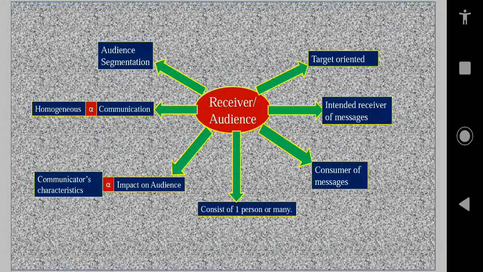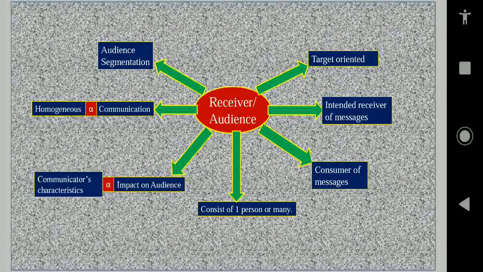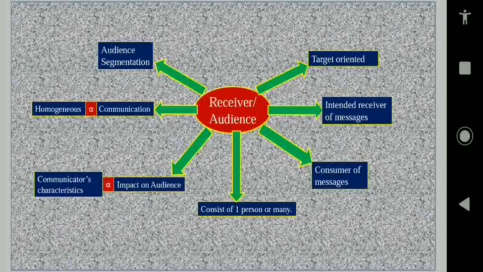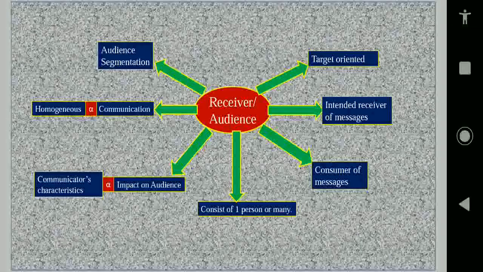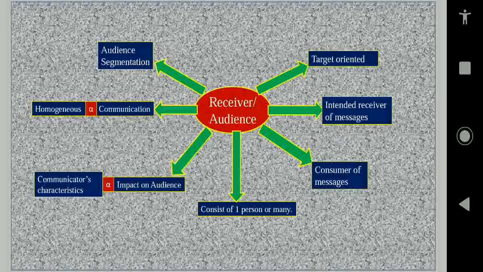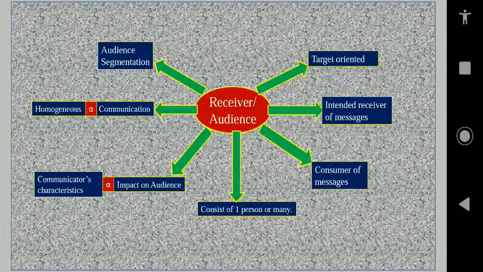The communicator must know the target, their needs, interests, resources, facilities, constraints, and even their approximate number and location. And the audience's characteristics directly impact the communication. If it is homogeneous, then communication will be smooth.